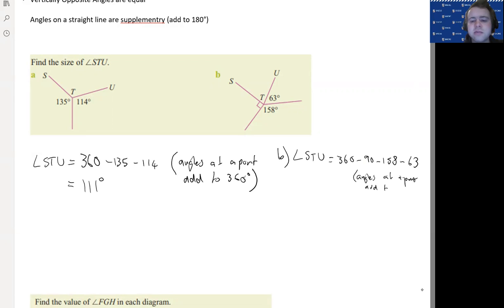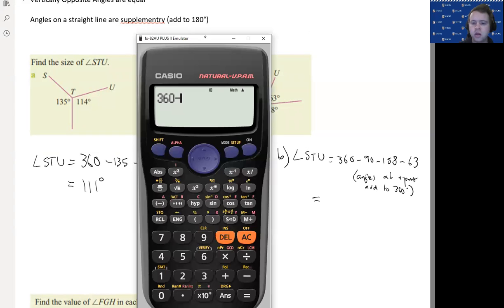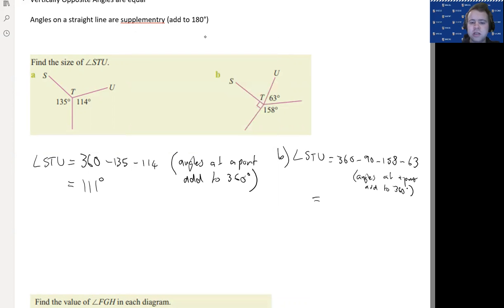add to 360. Okay, so we're providing a verbal reason or a written reason why we can do that calculation. That's going to become more important as we continue with this topic. Okay, so again, I get my calculator out, and this time it's going to be minus 90, minus 158, and then minus 63. And I get my answer is 49 degrees. So it's an acute angle this time. Okay, so we can use this.